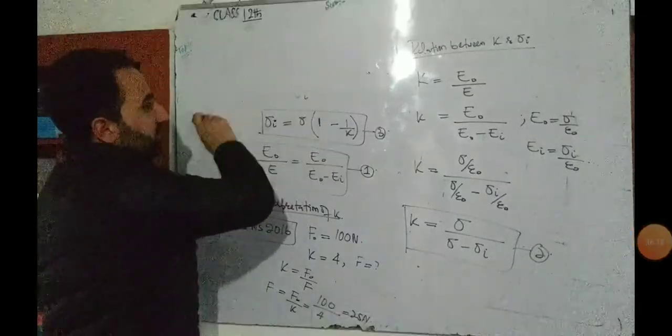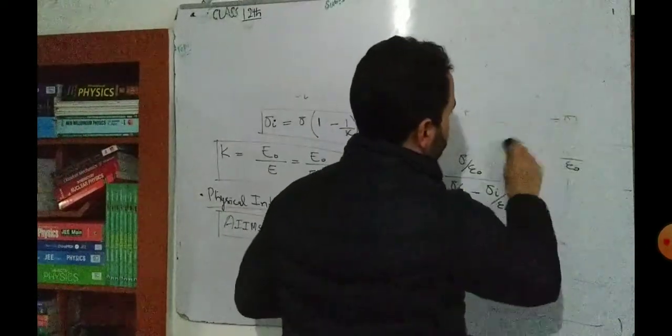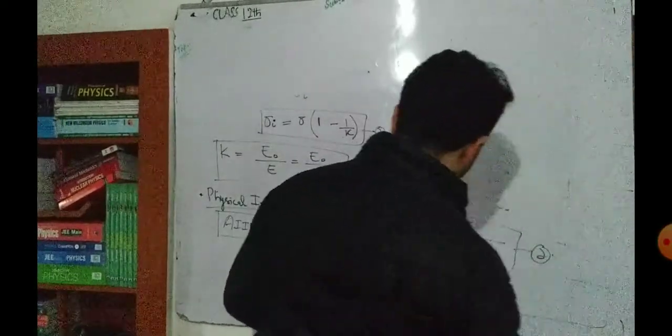I'll write down all these three equations. I'll summarize these three equations here. Yeah, अलग लिखो बेटा. So write down all these equations here. All these three different equations here.